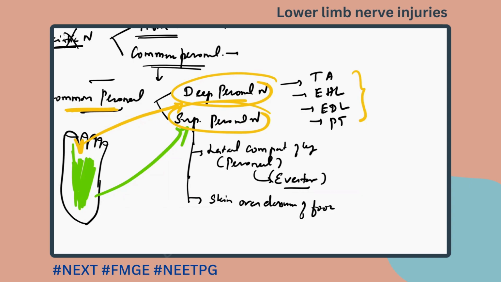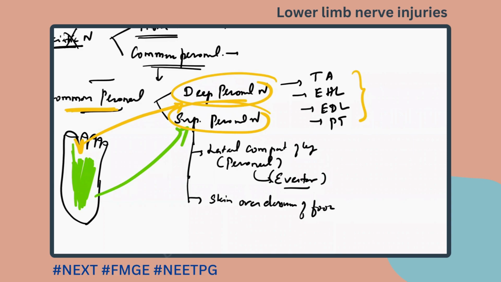If these muscles are not working, the opposite happens. The foot goes in for plantar flexion and inversion. This is called talipes equinovarus. Equinus is the plantar flexion at the ankle, and the foot is inverted. This is called inversion, the medial side rotating.